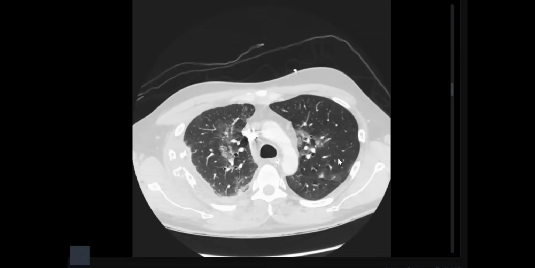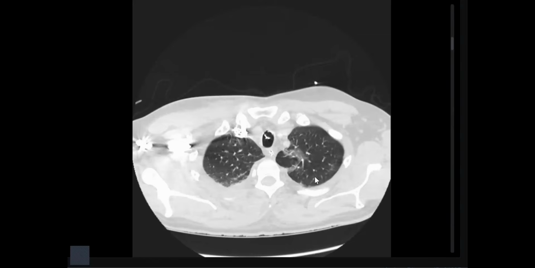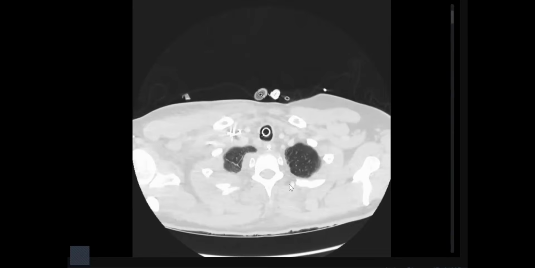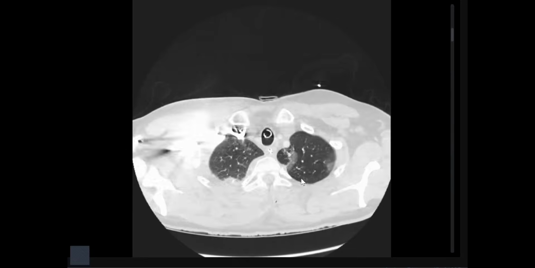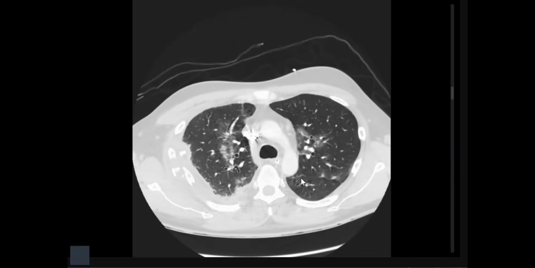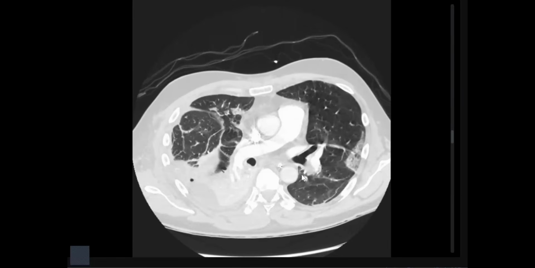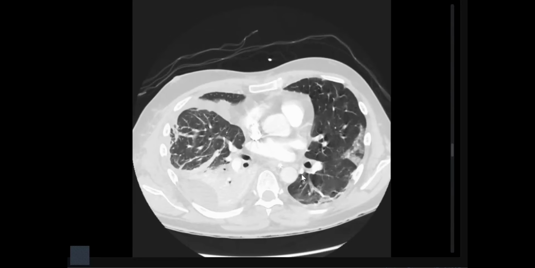In my routine practice, since this is a case of trauma, I would like to see a sagittal view to look for vertebral fractures. Good point. And I will also see the mediastinal window to look for any vascular injury, any mediastinal hematoma, for example. Very good, my friend. Nothing in the vertebrae and nothing added in the mediastinal window.